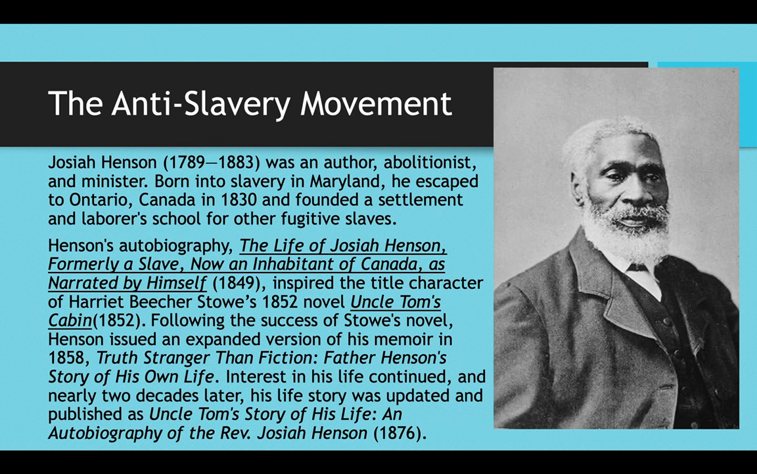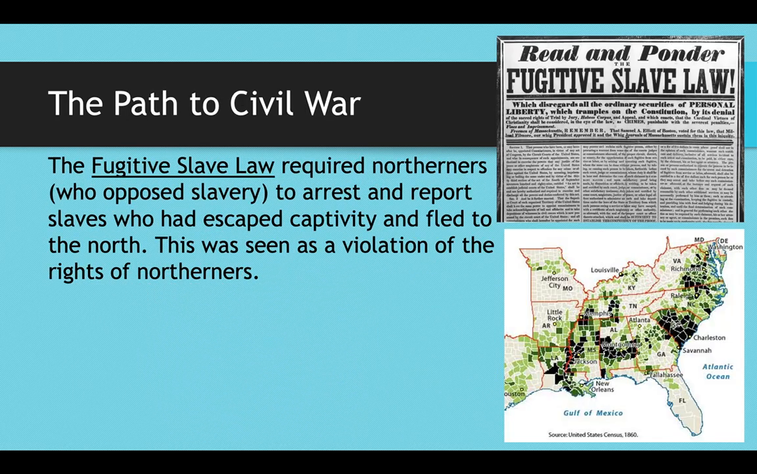Now, Henson's autobiography, called The Life of Josiah Henson, Formerly a Slave, Now an Inhabitant of Canada, as Narrated by Himself, very lengthy title, but this is what inspired the title character of Uncle Tom in Uncle Tom's Cabin. And following the success of Miss Stowe's novel, Henson issued an expanded version of his memoir in 1858 called Truth Stranger Than Fiction, Father Henson's Story of His Own Life. And interest in Josiah Henson's life continued, and nearly 2 decades later, his life story was updated and published as Uncle Tom's Story of His Life, an Autobiography of the Reverend Josiah Henson, which was published in 1876.